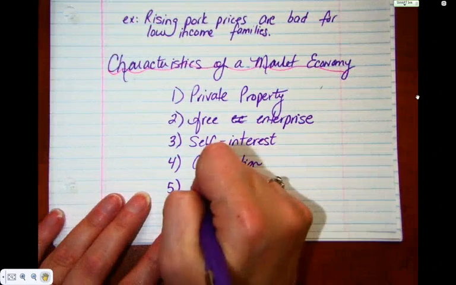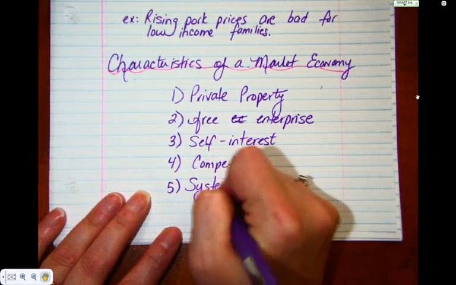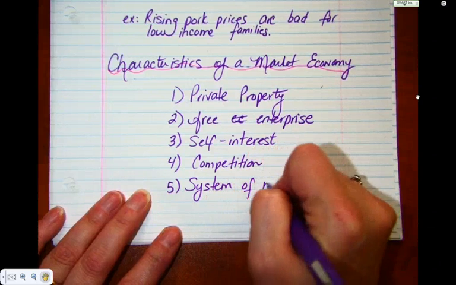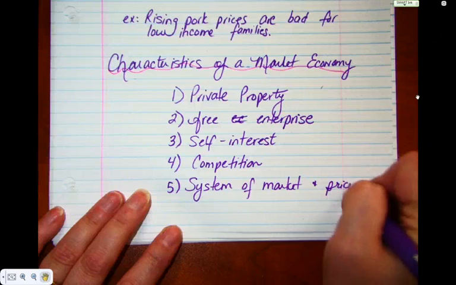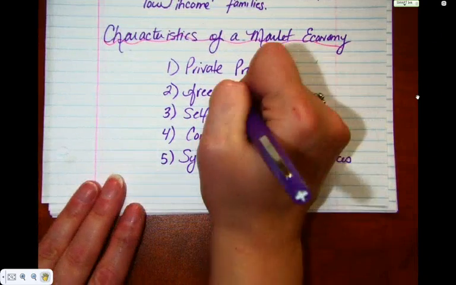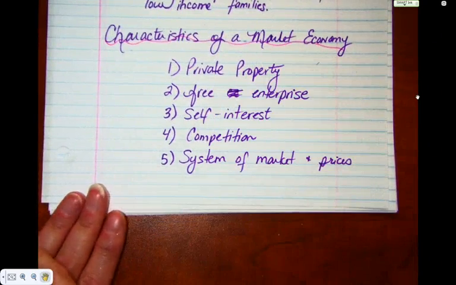5 is system of markets and prices. Number 2 is free enterprise. That was just, I spelled it wrong. Free enterprise.